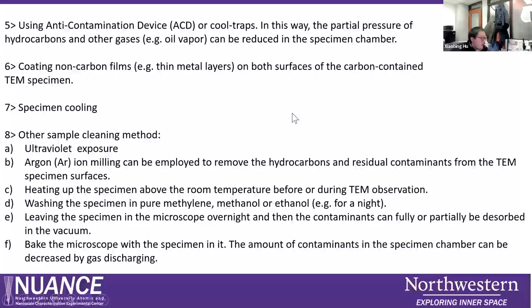So we have some other ways to remove the contamination, like using the anti-contamination device, which we call the ACD or the cold traps. In this way, the partial pressure of the hydrocarbon and some other gas can be reduced in the specimen chamber. That's why I always ask everyone, for example, after your experiment, do the ACD heat.